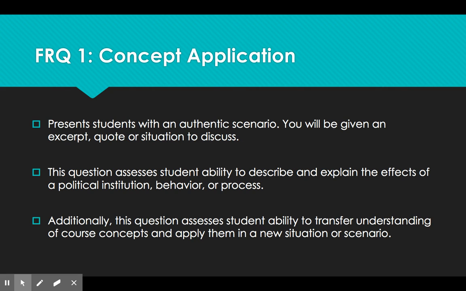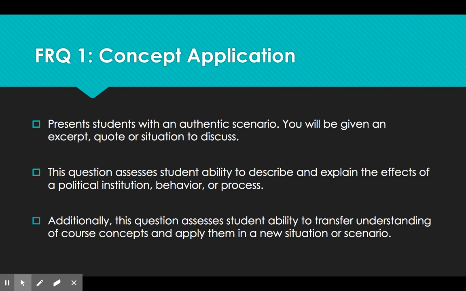So the first is concept application. And this question is going to present you with some sort of scenario. You'll be given an excerpt from some sort of primary document, a quote from a primary document, or some sort of situation. Maybe they'll talk about an act that was passed by Congress, something of that nature. So you're going to be presented with this concept.